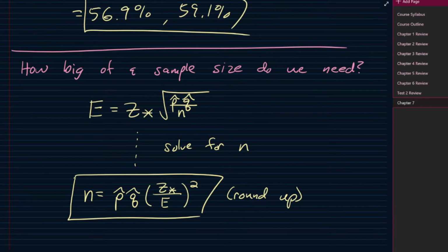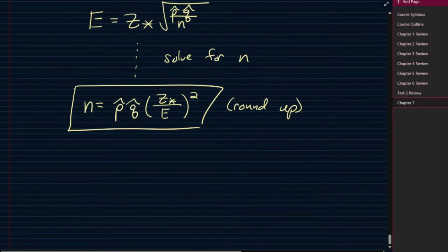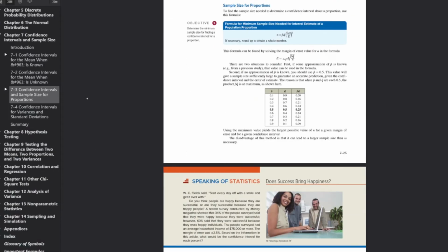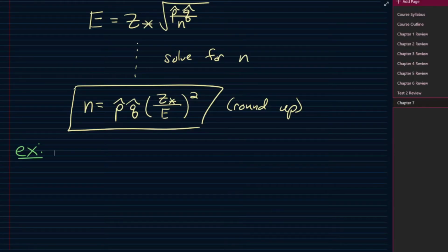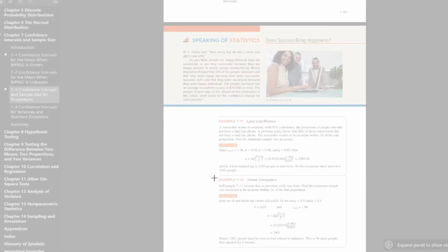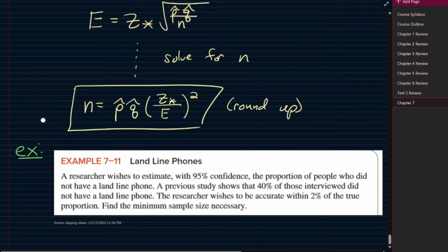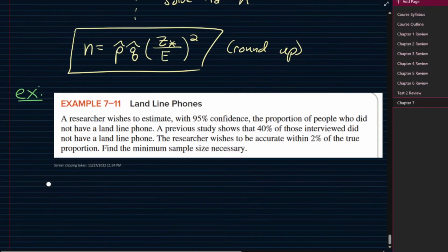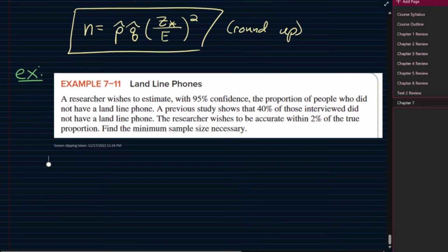Okay. Let's do one of those examples together. A researcher wishes to estimate within 95% confidence the proportion of people who did not have a landline. A previous study shows that 40% of those interviewed did not have a landline. The researcher wishes to be accurate within 2% of the true proportion. Find the minimum sample size necessary.